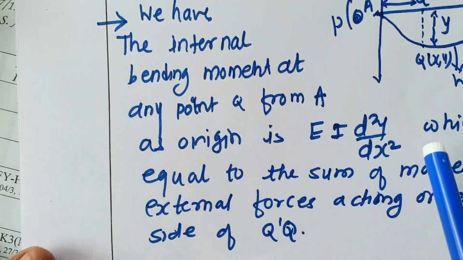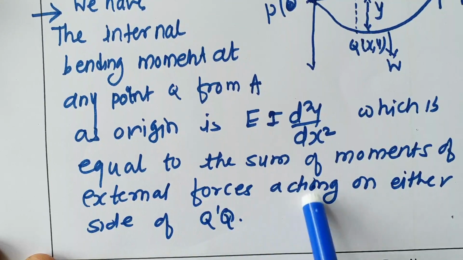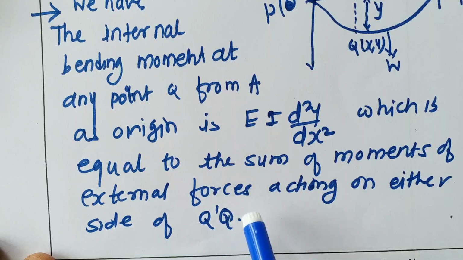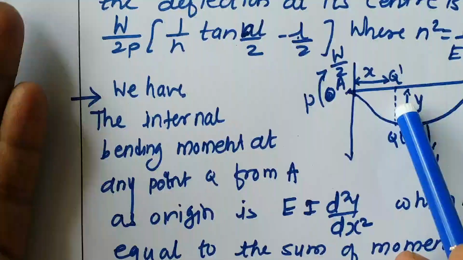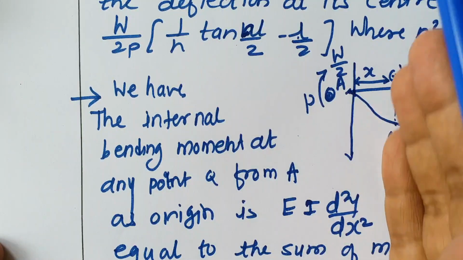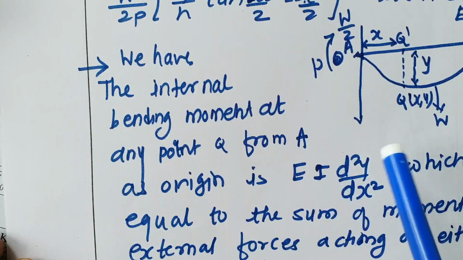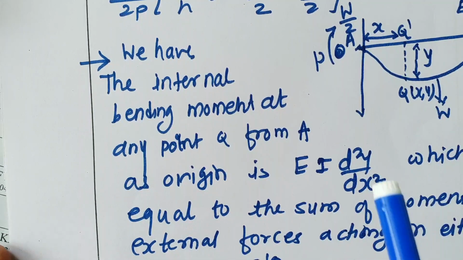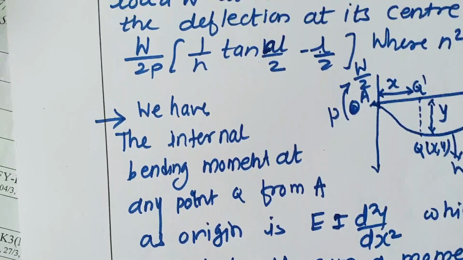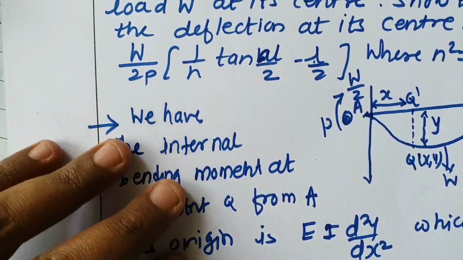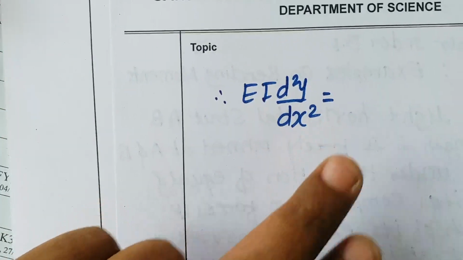This is the value of bending moment, and it is equal to the sum of moments of external forces acting on either side of Q dash Q, meaning either on the left side or the right side. Whatever the moments of forces acting on the left or right, that is equal to EI d2y by dx square. Using this condition we are going to form the differential equation. So we equate EI d2y by dx square to the moments of forces acting on the left or right of the cross section.